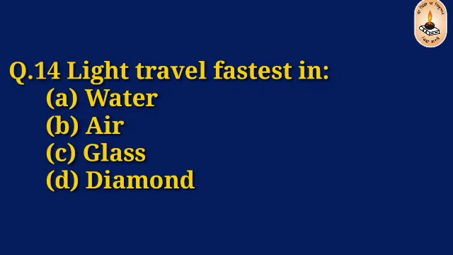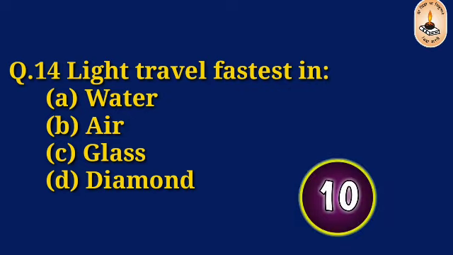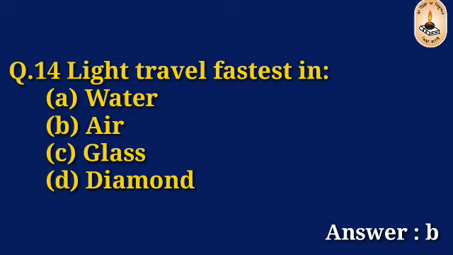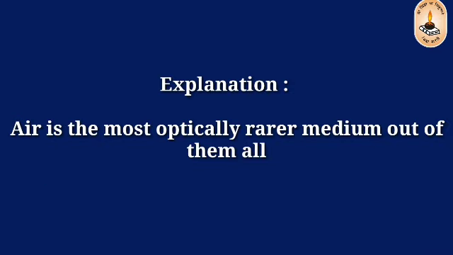Light travels faster in: water, air, glass, diamond. The right answer is B, air. Explanation: Air is the most optically rare medium out of them all.